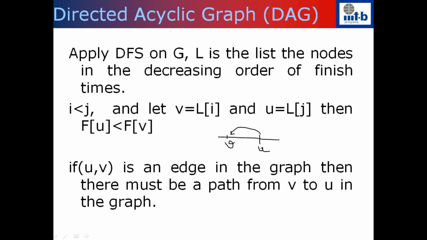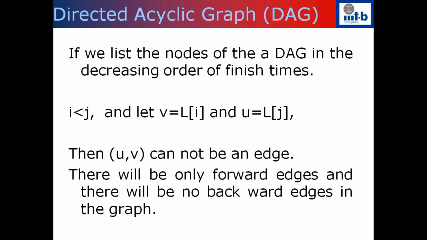So from one of the theorems that we studied in the previous class, it implies that there must be a path from V to U in the graph. So what was the theorem? If there is an edge from U to V and the finish time of V is greater than the finish time of U, then there is a path from V to U in the graph. So this path will actually create a cycle now. You start with U, you go to V, and then you take the path from V to U, so you will come back to U. So this creates a cycle in the graph.